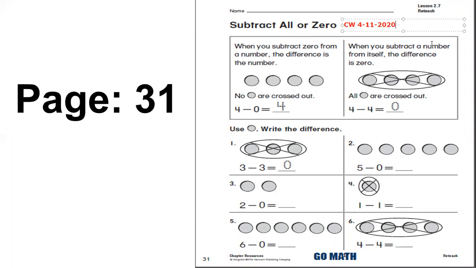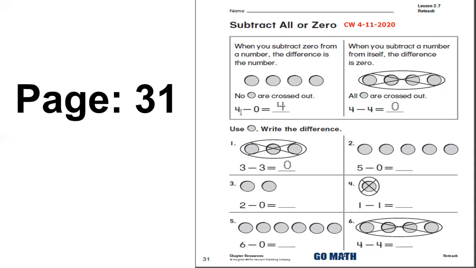Now here we are going to learn from lesson 2.7, subtract all or 0. We are going to subtract with the number 0. When you subtract 0 from a number, the difference is the number. So whenever you subtract 0 from any number, the number will be the same.